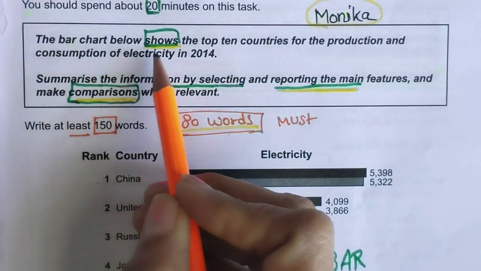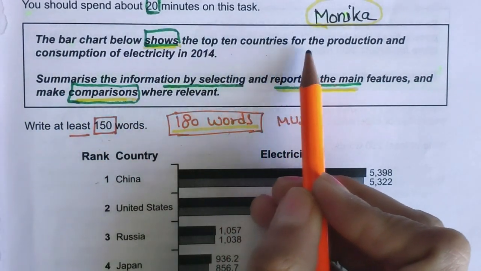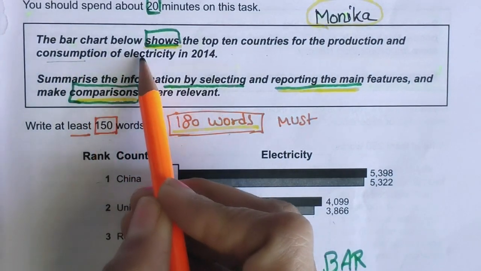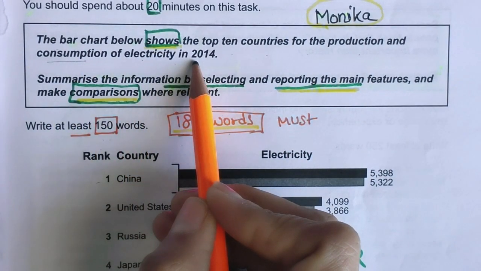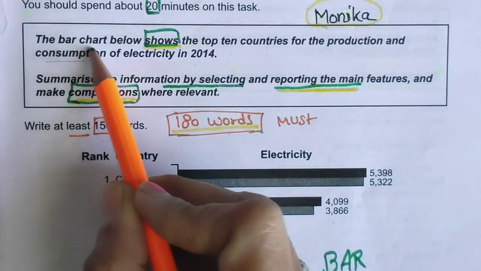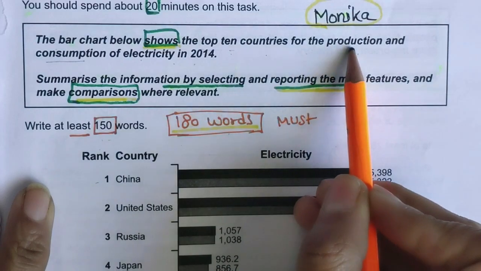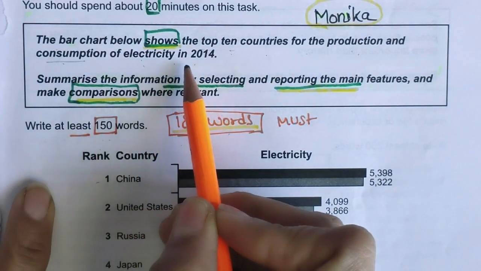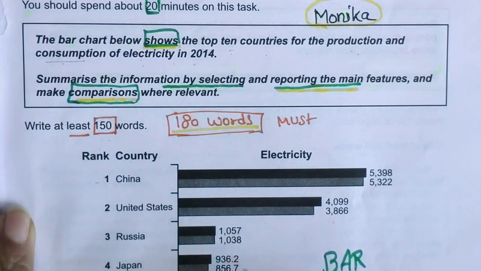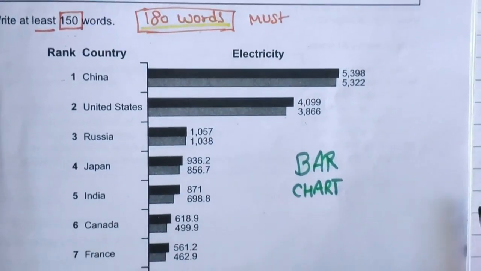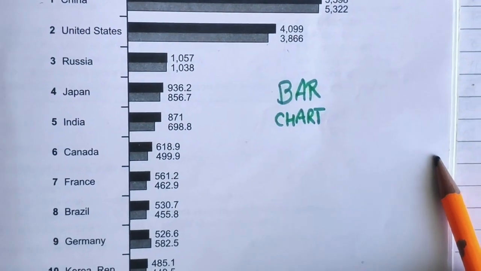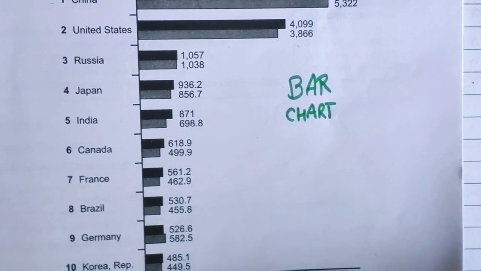The bar chart below shows the top 10 countries for the production and consumption of electricity in 2014. Okay, so after reading the question, there are 10 countries for the production and consumption of electricity. So this is a bar graph.